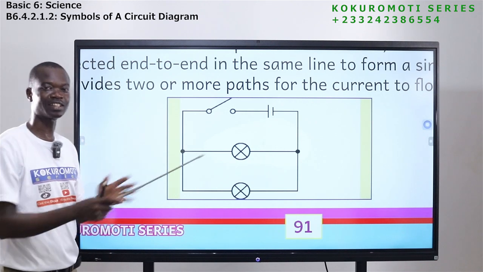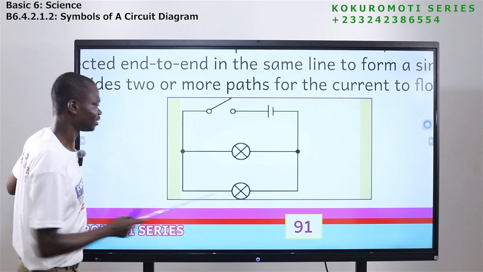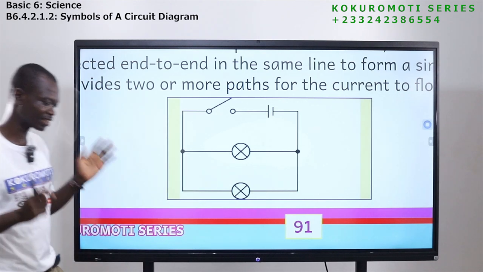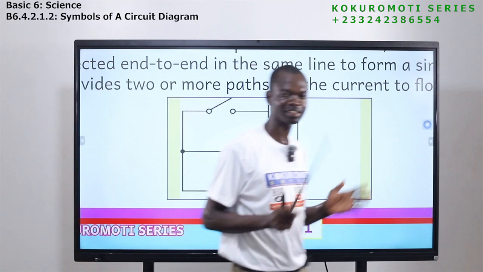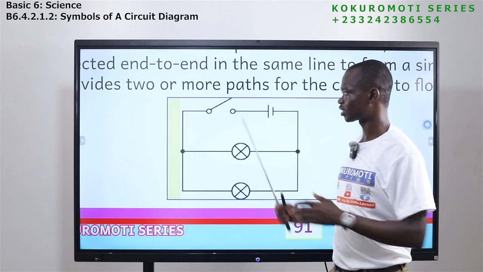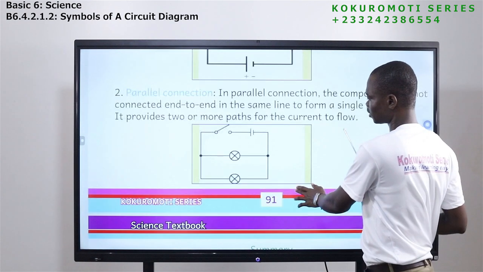Parallel means the lines, they do not meet. Look at this. So parallel means lines that do not what? Meet. Lines that do not meet. So parallel connection, this is how it is done.